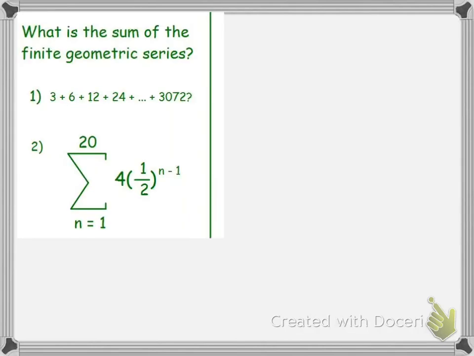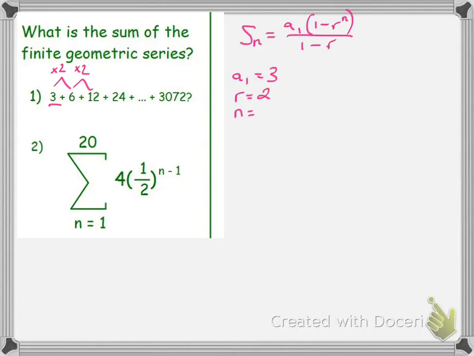So for this first one, I'm going to write the formula up here, in order to find my A1, my R, and my N. My A1 is going to be 3. That's the first term. My R, the common ratio, I'm multiplying by 2 every time, so my common ratio is 2. And then my N I'm going to have to find.